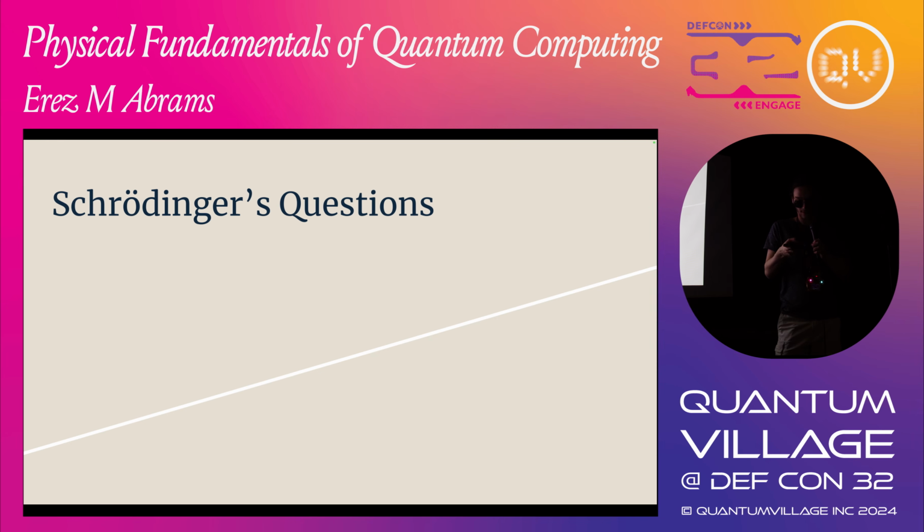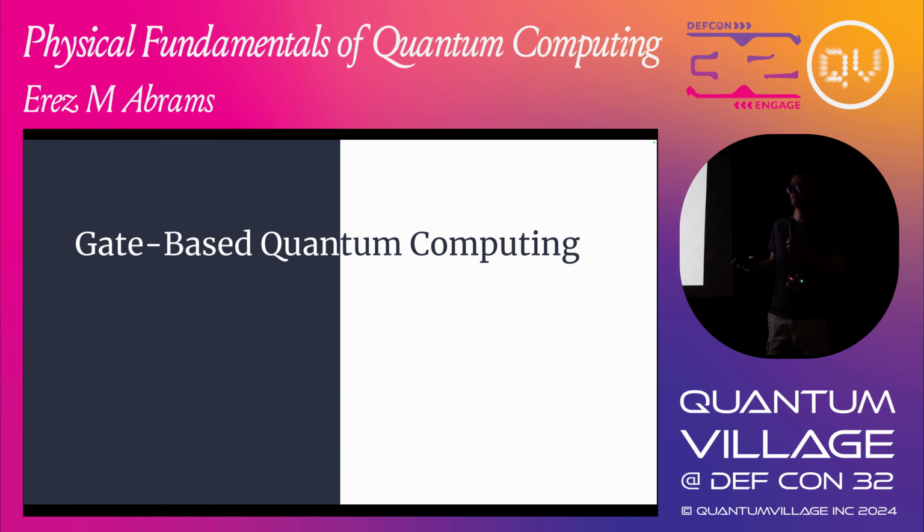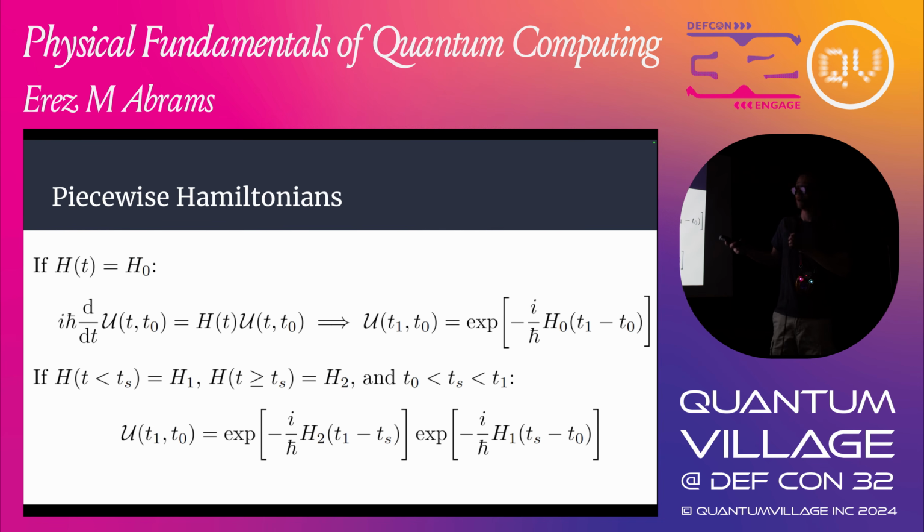Okay. So, we've finished our physical background. We've derived Schrödinger's equation. It's great. Now we get to do actual computation. So let's start with gates.